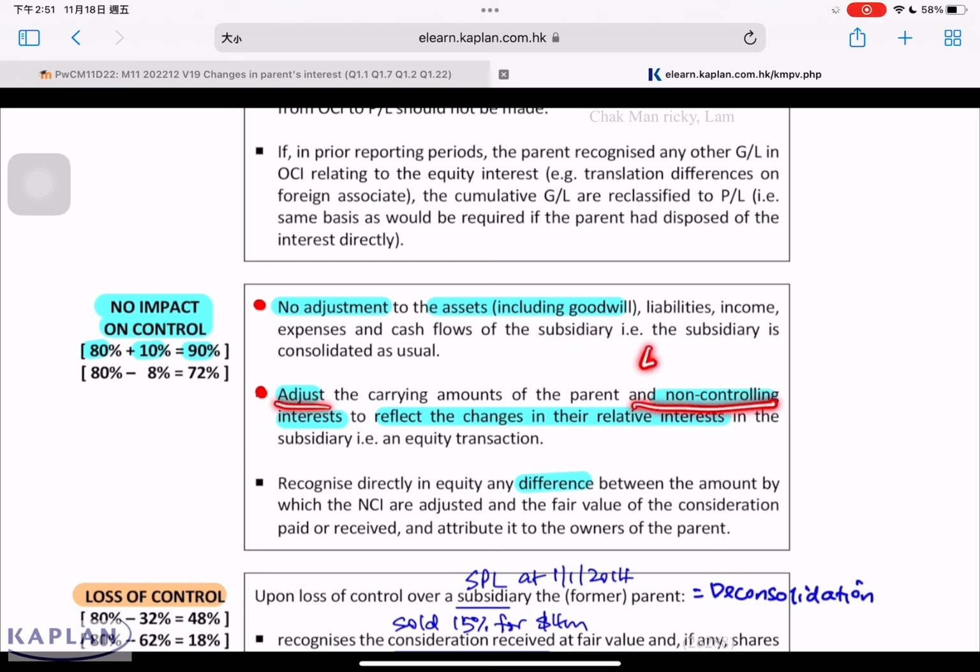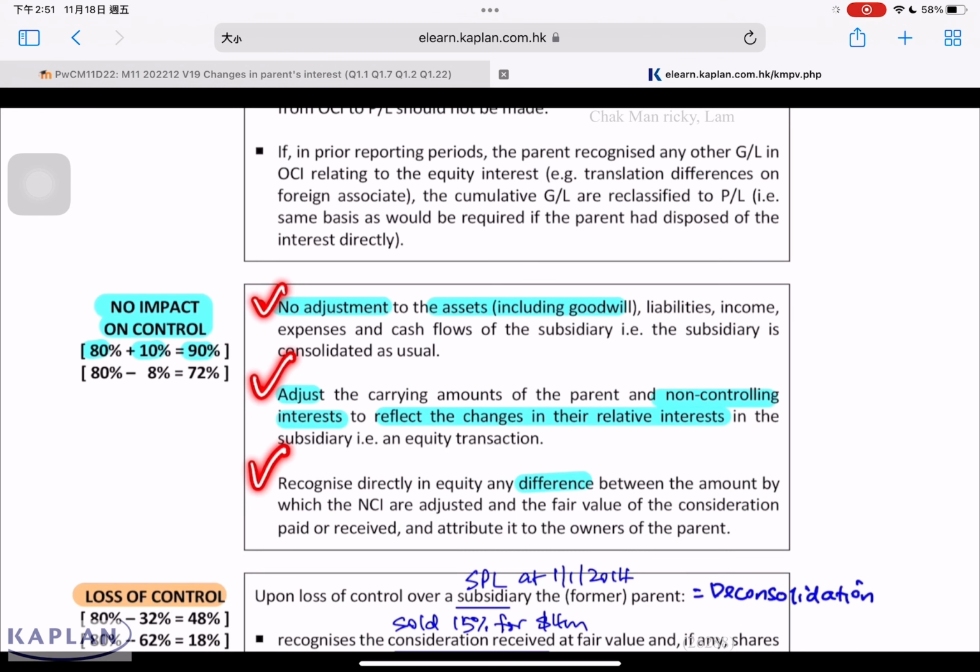NCI you have to adjust from 40% to 55%. We treat this as an equity transaction. If there are any differences, in this case it's 750.1, these differences will be recognized directly in equity. Do not recognize in P&L, do not recognize in OCI. You can use this as part of your answer, but remember you must apply the question by using the company name, by using the percentage, by using the date.